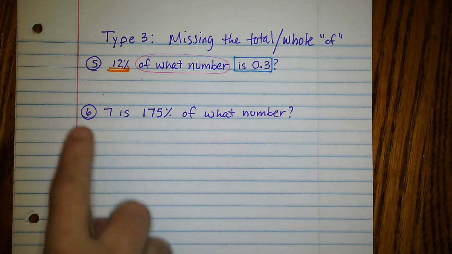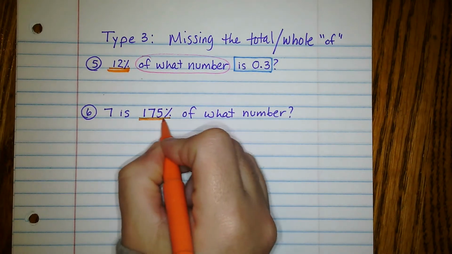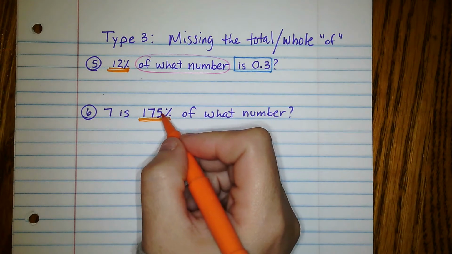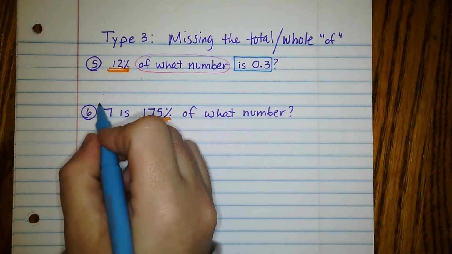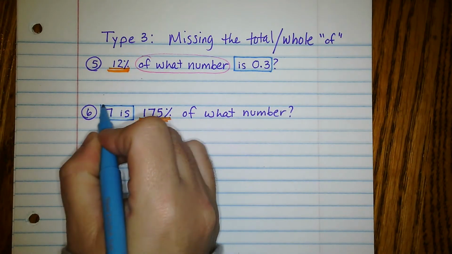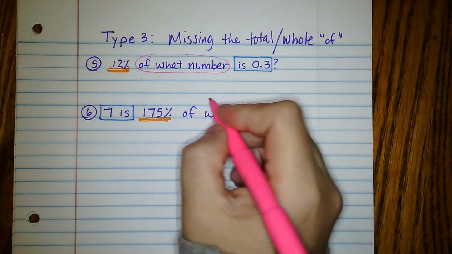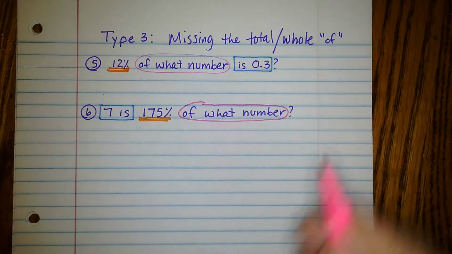In number 6, the percent is 175%. And that means it's well above that 100, which means it's going to end up being bigger, not smaller. The 7 is the "is," you see how they put 7 with the "is"? So you're going to mark that off. And then look again how it says "of what number." So we're picking out these key important terms so that we know how to set this up in the template.